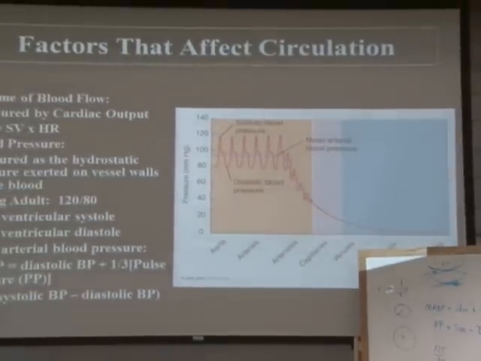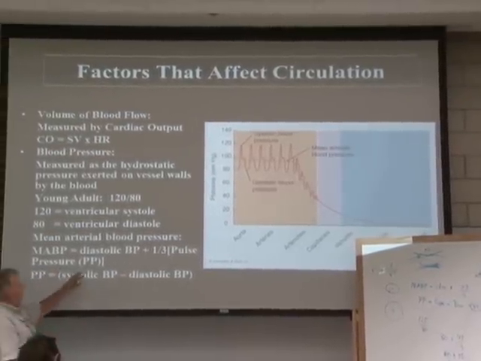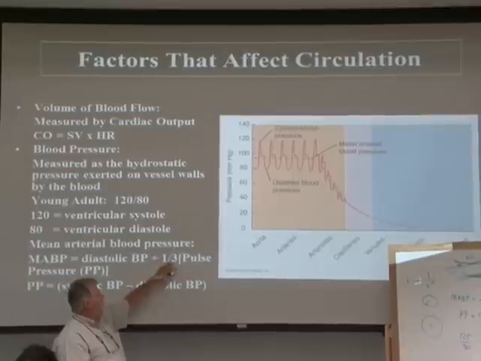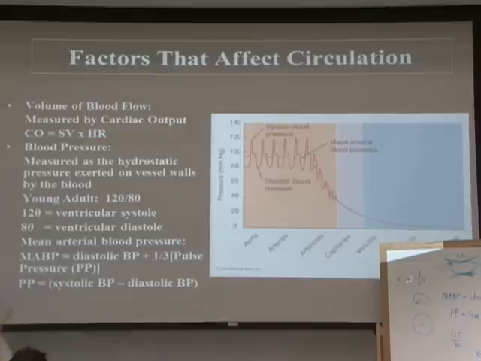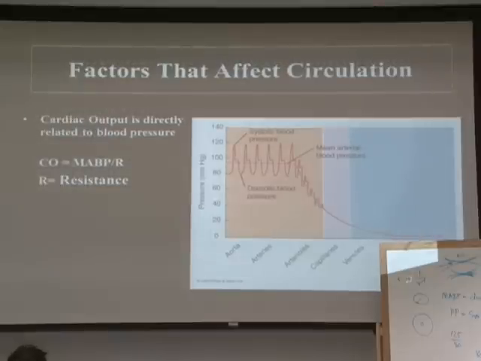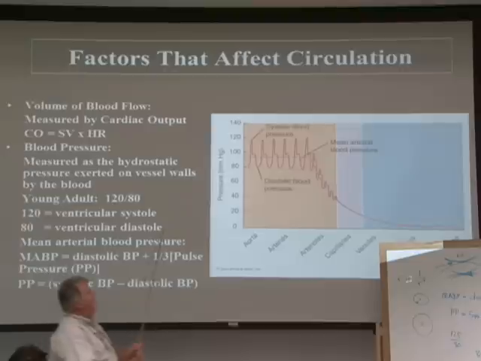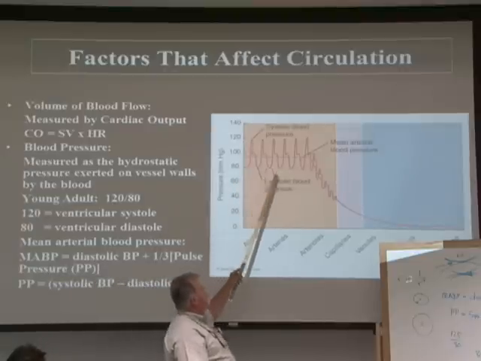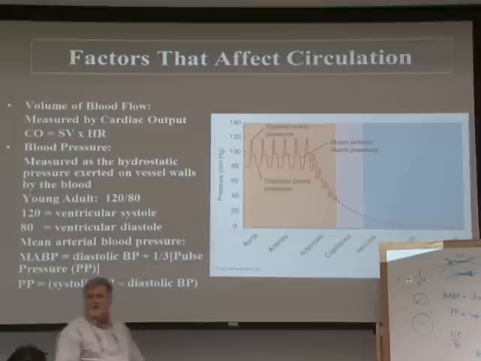Okay, so those are the two equations you have to remember to calculate mean arterial blood pressure. First you have to calculate your pulse pressure, systolic minus diastolic. Then you have to remember that diastolic plus 1/3 pulse pressure is the same as pulse pressure divided by 3. What is the mean arterial blood pressure? It tells you the exact middle of your systolic and diastolic, which gives you a good reference for what it's going to be when you get to where there's no diastolic and systolic.